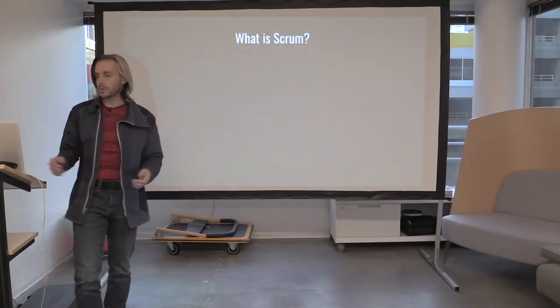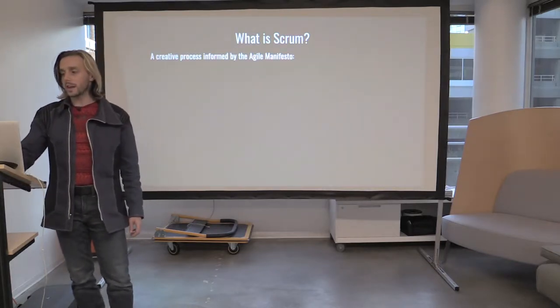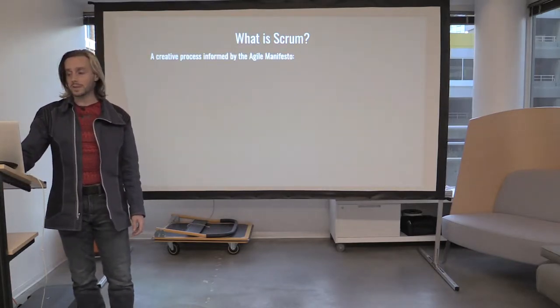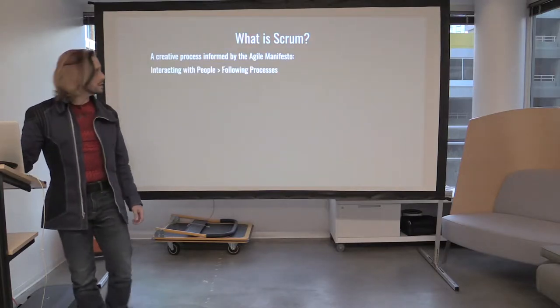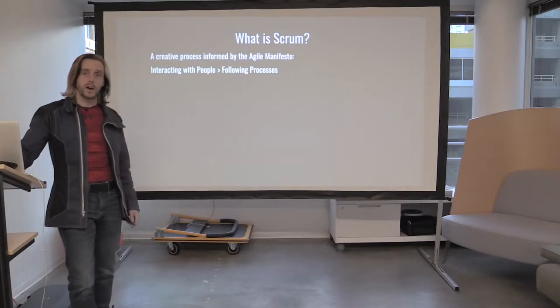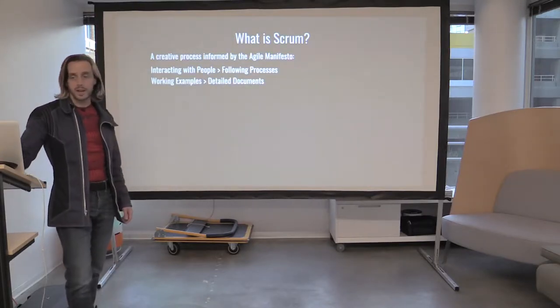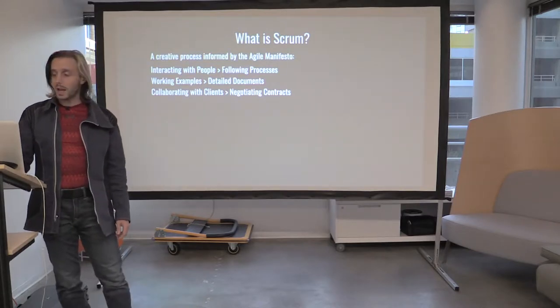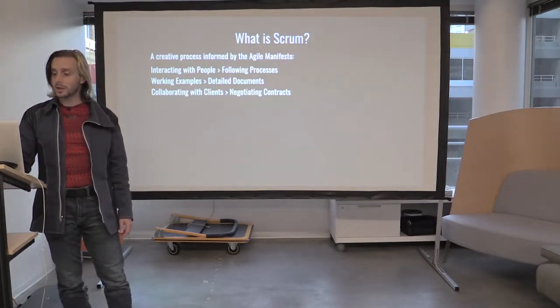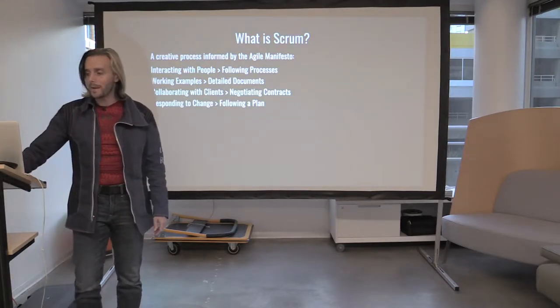First of all, I guess we'll start with what Scrum is. Scrum is a creative process that is informed by the Agile Manifesto, which is four principles. First, interacting with people is better than following processes. Working examples are better than detailed documentation. Collaborating with clients is better than negotiating contracts, and responding to change is better than following a plan.